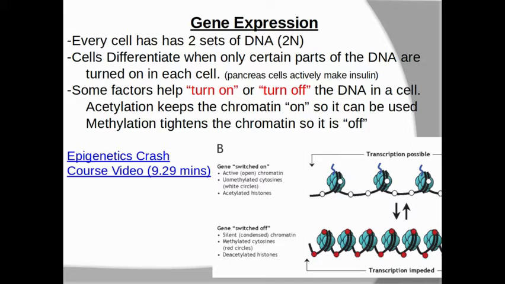So the only way we can get copies of a particular gene to make a protein is if we're able to get the protein in here, the enzyme, to get it in here and copy this DNA. We call that switched on. This is active open chromatin, all right? And the histones are loose.